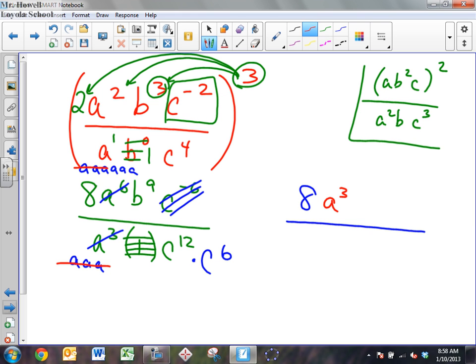There's b to the 9th up top. Is there any b in the bottom? So, what happens? Yeah, just keep it. So b to the 9th up top still remains. And how many c's are in the bottom, Jules, altogether? 18. Very good.